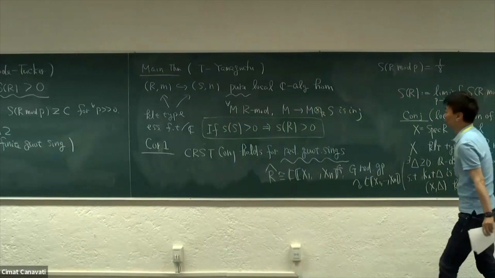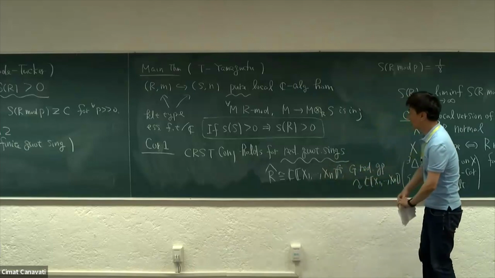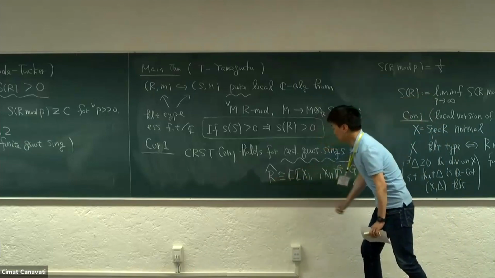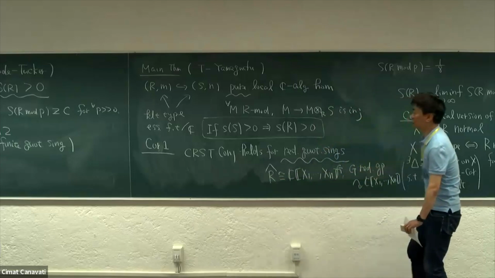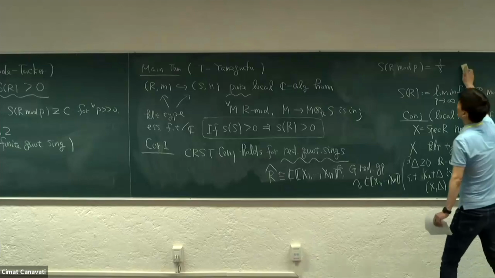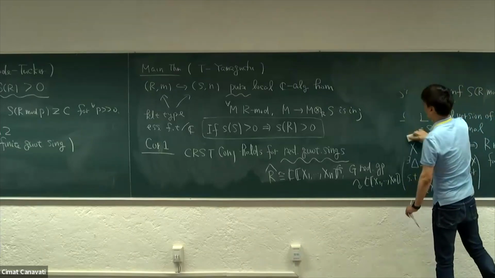Basically, if you take a reductive quotient singularity, this becomes a pure subring of the formal power series ring. So basically, then we can apply the main theorem somehow.